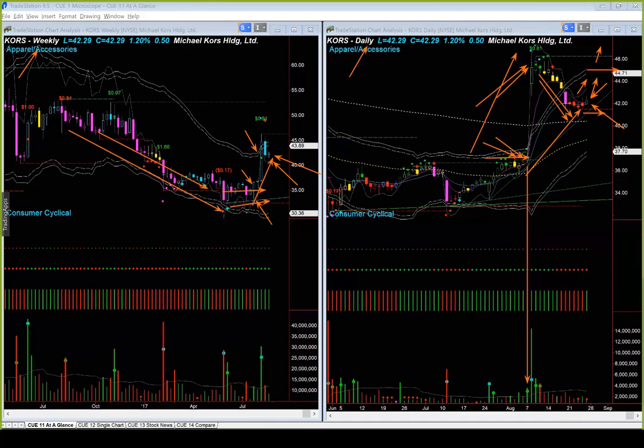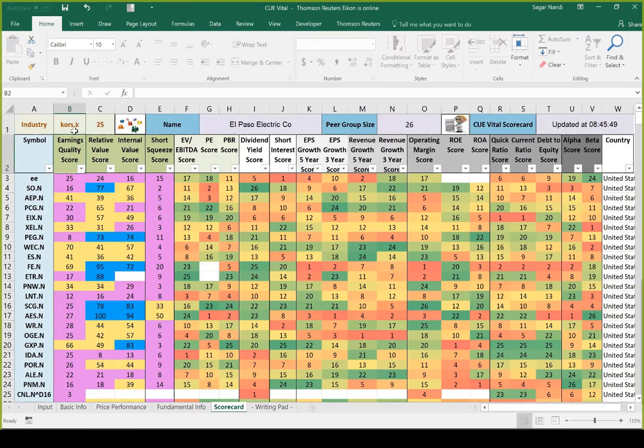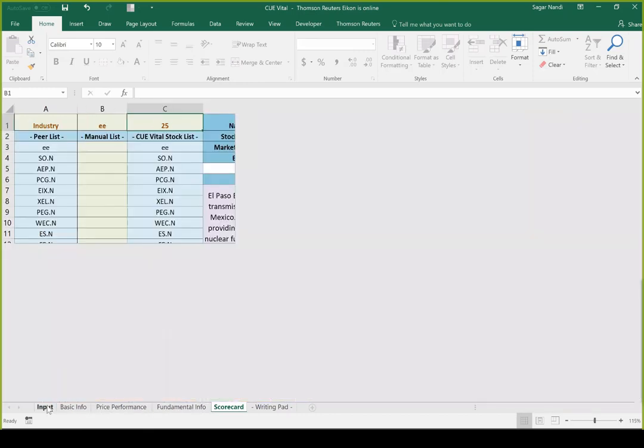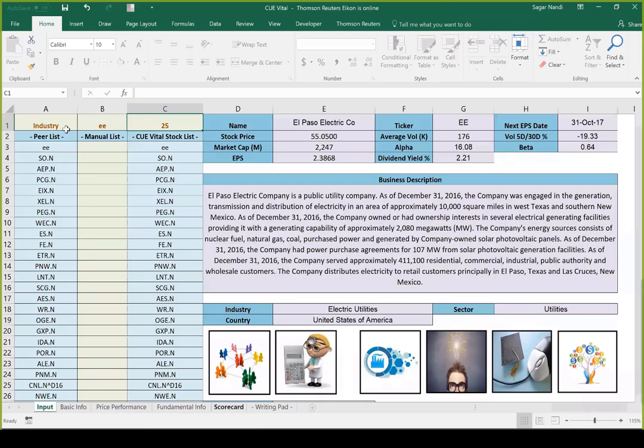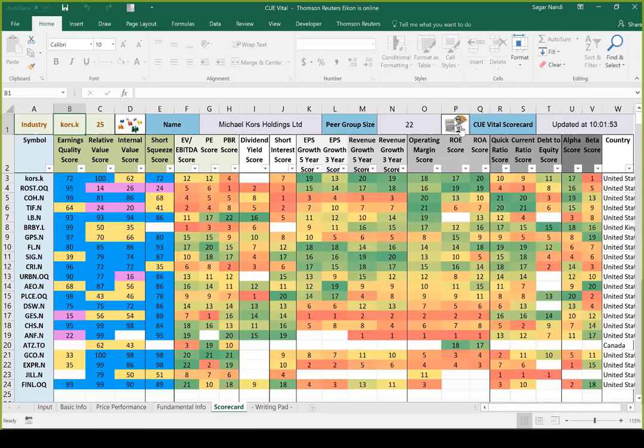And let's look at its fundamentals now. For Qvital, we can enter the root stock either in the scorecard page or in the input page. In this case, I'm entering in the scorecard page directly. Many times we may just look at the scorecard page and only if required, drill down for more information in the other pages. So we have got Michael Kors, an apparel retailer. We have got its peers. We can click the calculator button to calculate the fundamental scores.